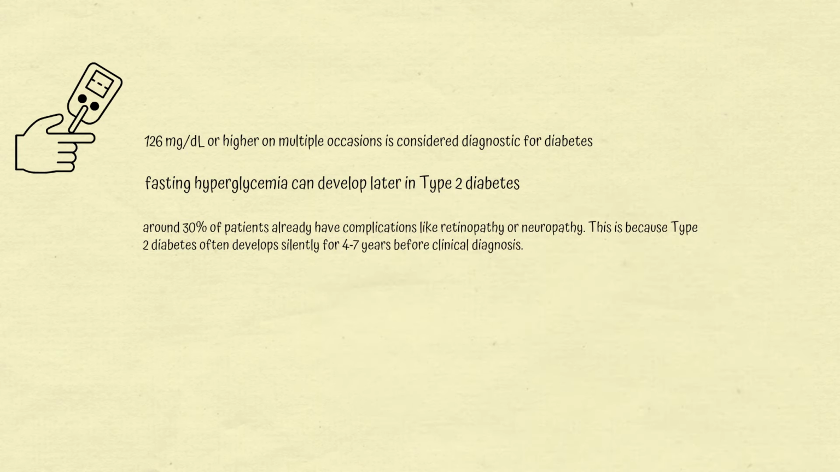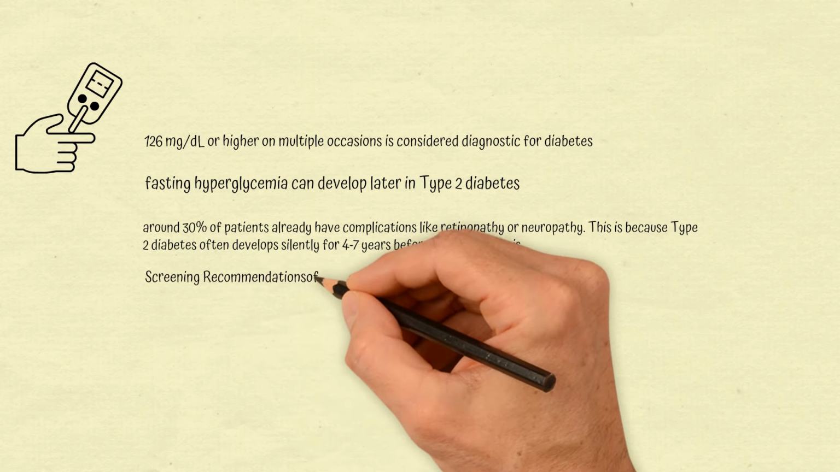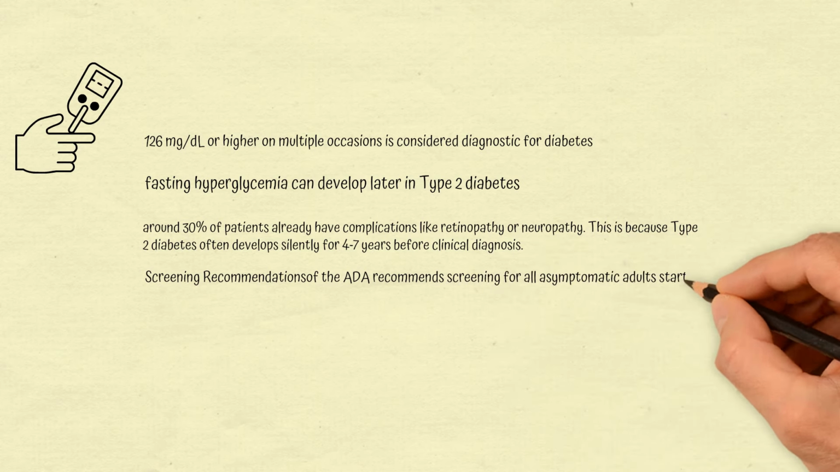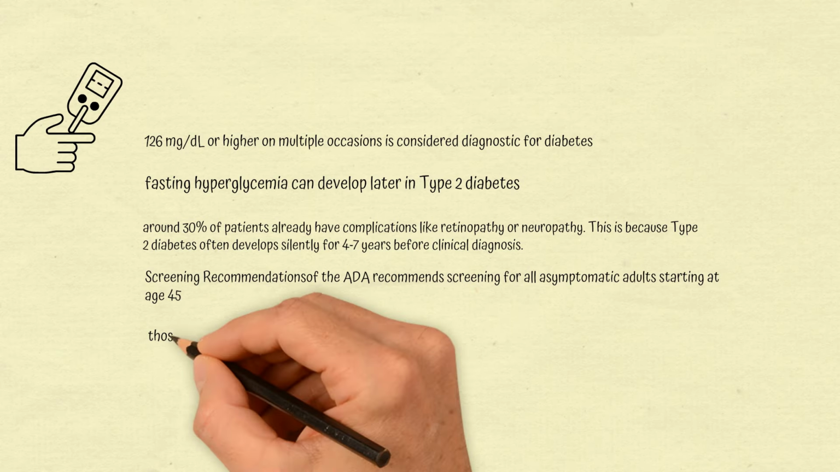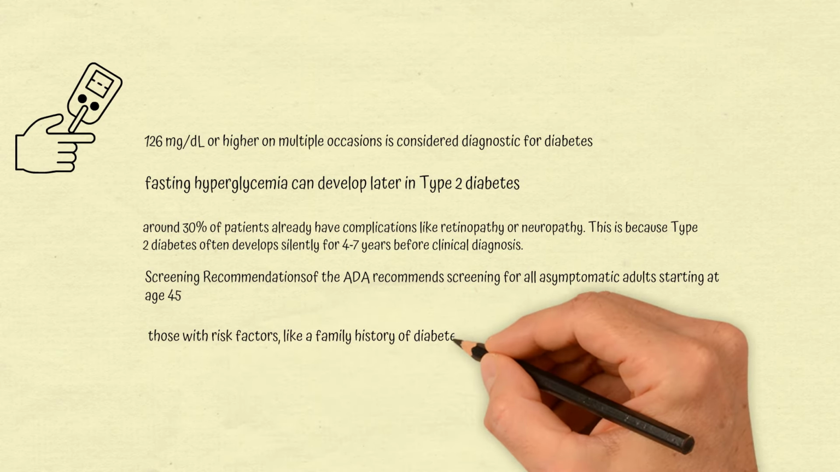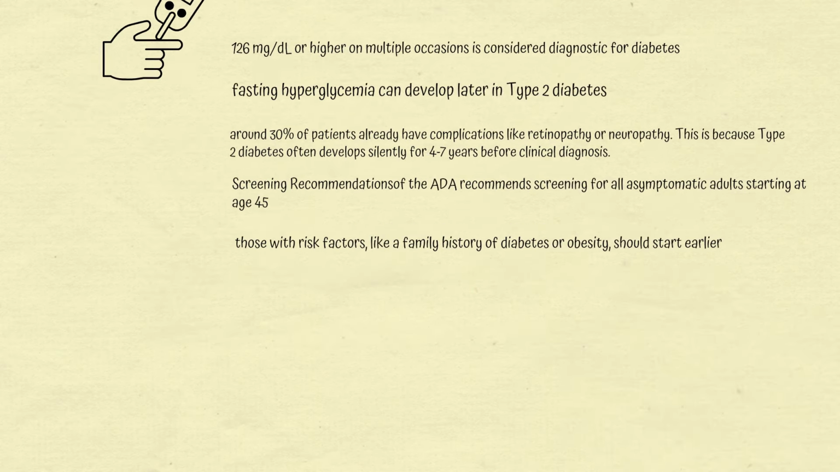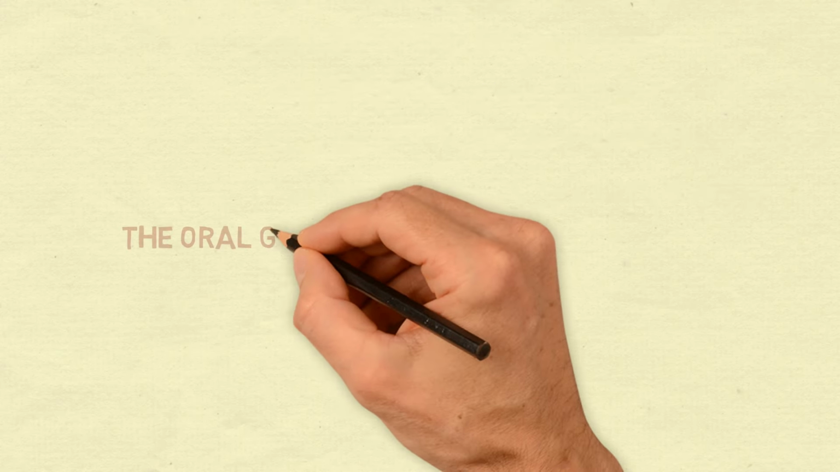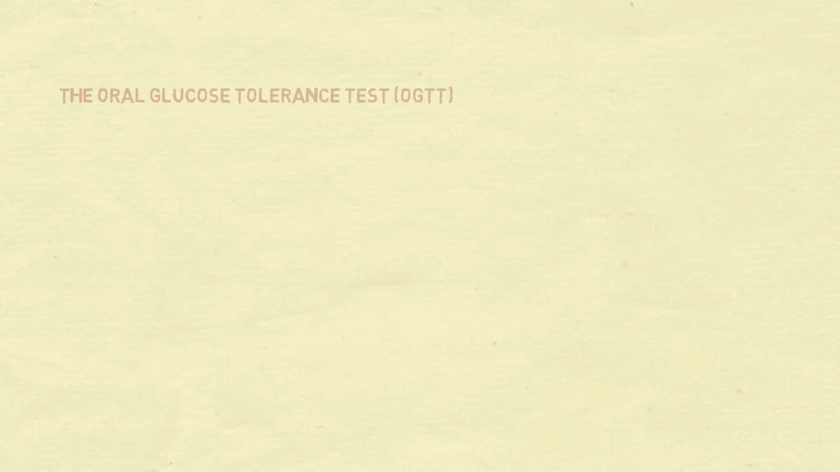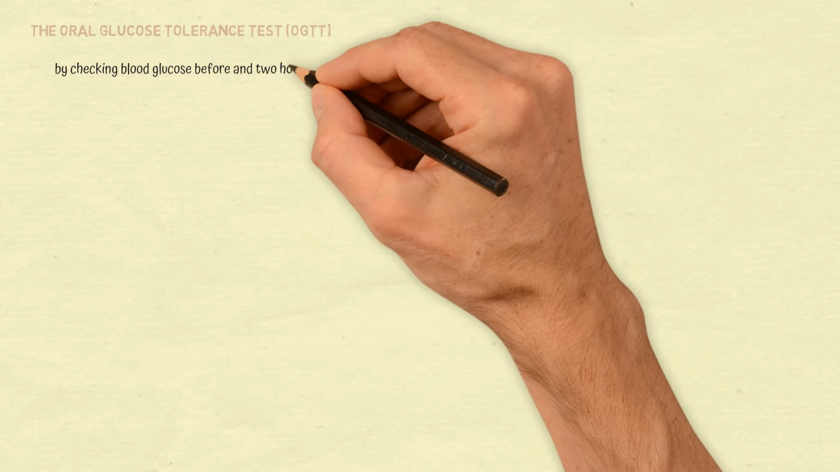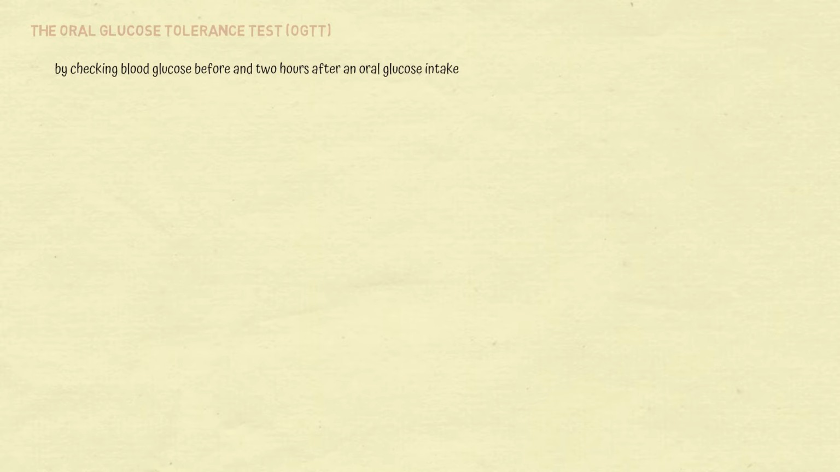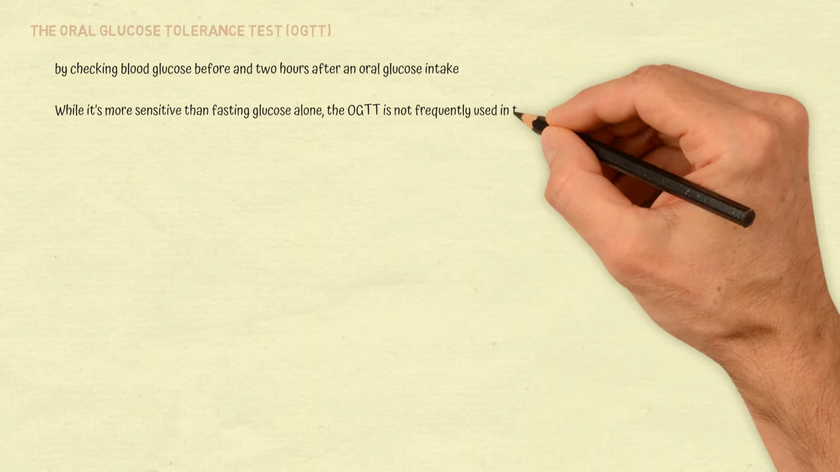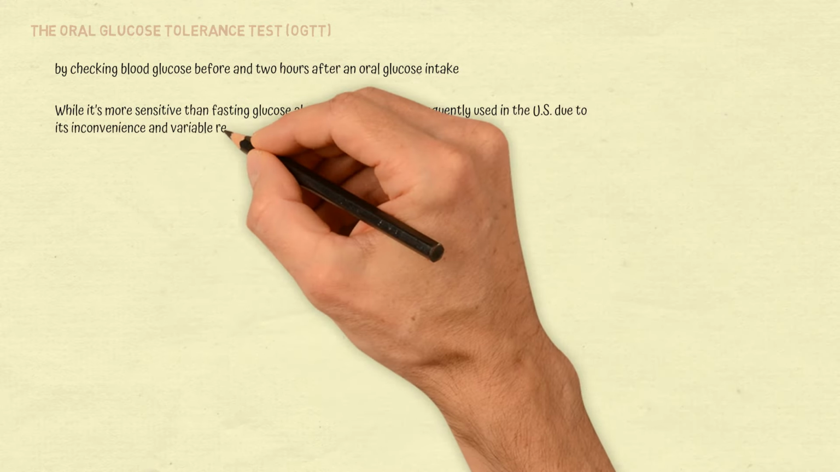To catch diabetes early, the American Diabetes Association, ADA, recommends screening for all asymptomatic adults starting at age 45. However, those with risk factors, like a family history of diabetes or obesity, should start earlier. Screening should be repeated every 3 years, though the benefits of screening alone remain debated. The OGTT measures how the body processes sugar by checking blood glucose before and 2 hours after an oral glucose intake. While it's more sensitive than fasting glucose alone, the OGTT is not frequently used in the US due to its inconvenience and variable results.